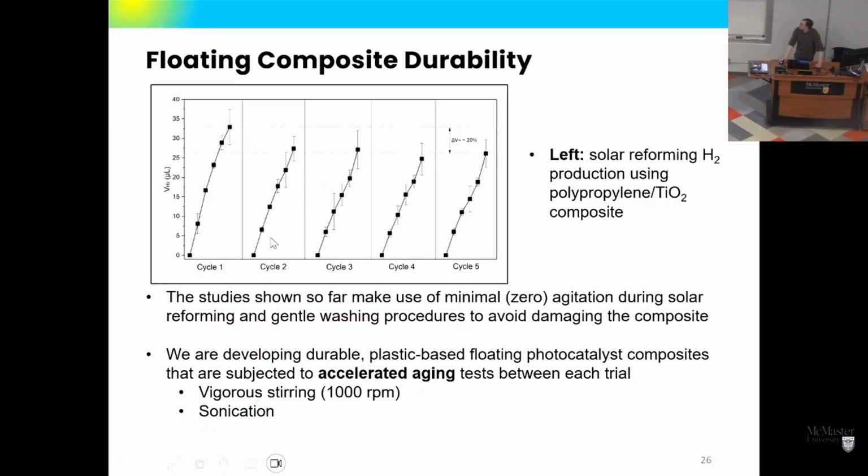And so we can see in both our dye degradation assays and in our photocatalytic hydrogen production tests, after this first test here, we get a little bit of loss of material, but then after that point, we're able to maintain a pretty consistent production rate and or dye degradation rate.